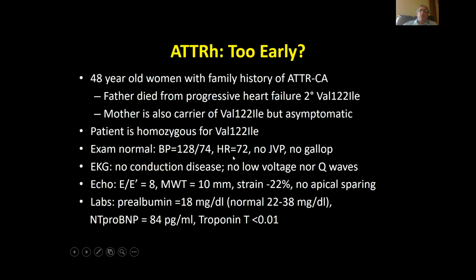Her exam is normal. Her EKG is unremarkable. Her echo is normal with normal strain and no apical sparing. We do see this phenomenon that the prealbumin levels are low in patients who are allele carriers of a mutation, but her cardiac biomarkers are also unremarkable.